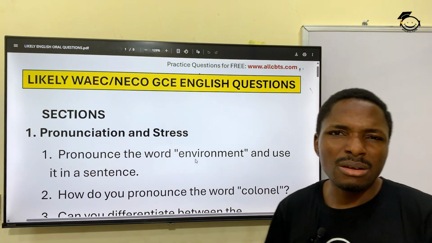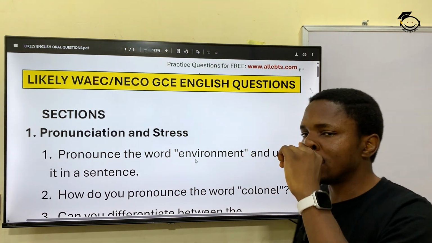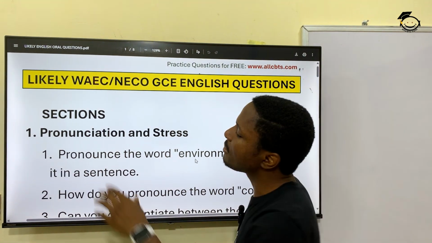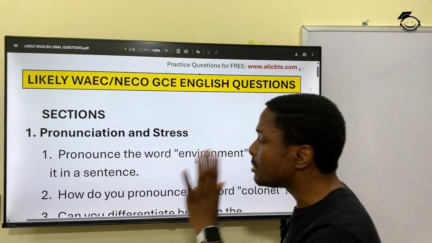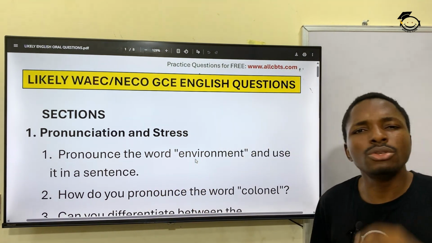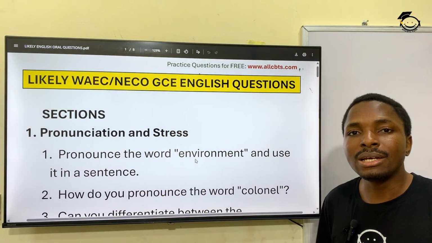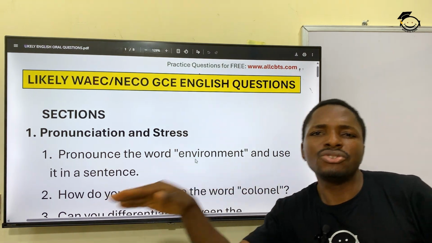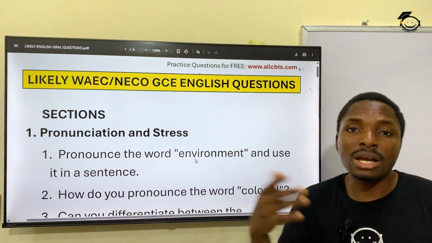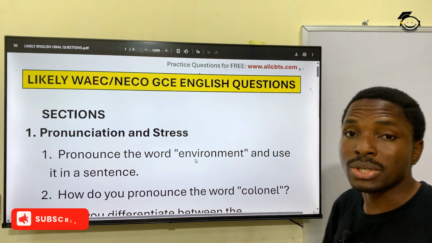Now, without wasting more time, let's get into it. So this is the first section, section 1, pronunciation and stress. How do you pronounce words correctly? And where is the stress on words? This kind of questions. Let's just get into it.